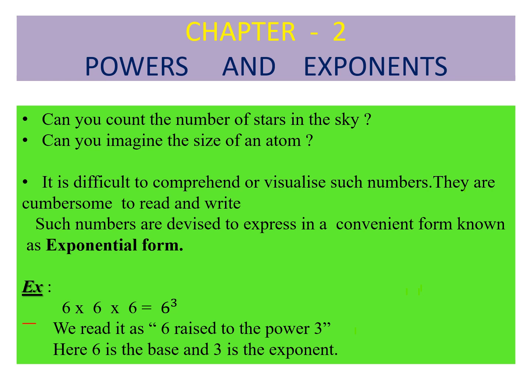Children, can you count the number of stars in the sky? Or can you imagine the size of an atom? Yes. One is definitely large and the other is infinitely small. So, it is difficult to comprehend or visualize such numbers. They are cumbersome to read and write. Simpler ways have been devised to express very large numbers or very small numbers in a convenient form. This is known as the exponential form. When such numbers are expressed in the exponential form, they seem easy to comprehend.